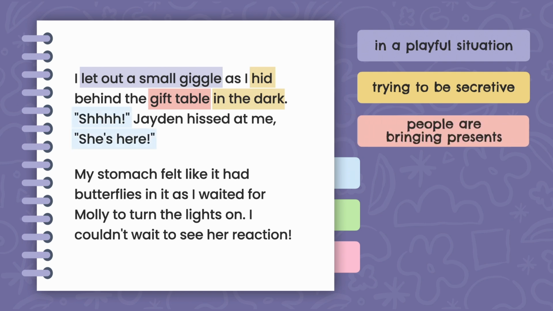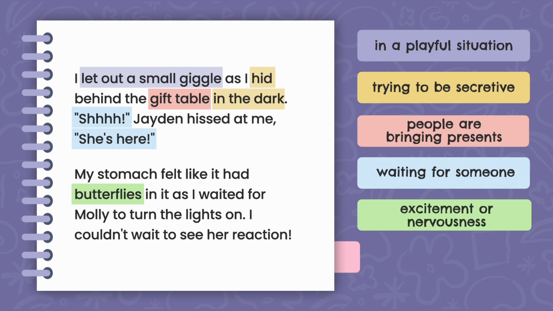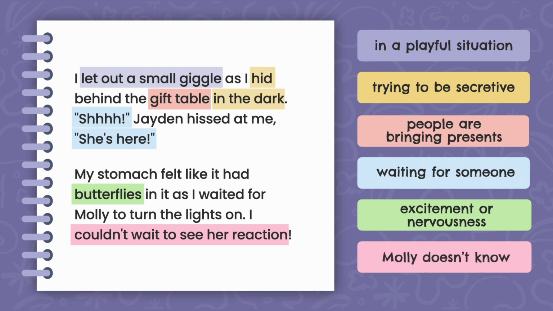Next, Jaden hisses, "Shh, she's here." So it seems like they have been waiting for someone to arrive. Then, the narrator describes having butterflies in her stomach. Think about your own experience. Butterflies in the stomach are a sign of excitement or nervousness, aren't they? Finally, the narrator says she can't wait to see Molly's reaction, which hints that Molly probably doesn't know that people are hiding and waiting for her.